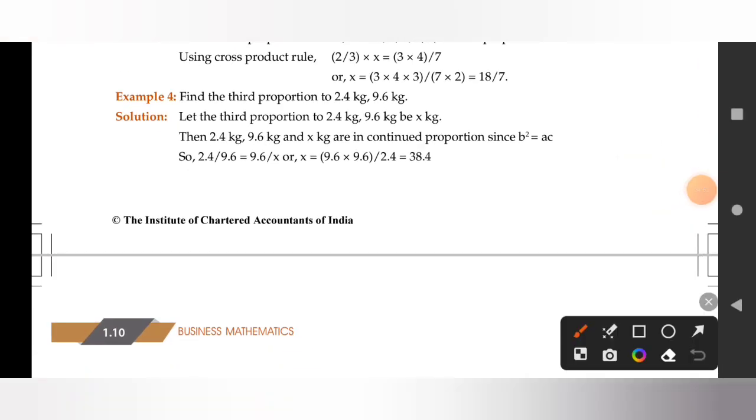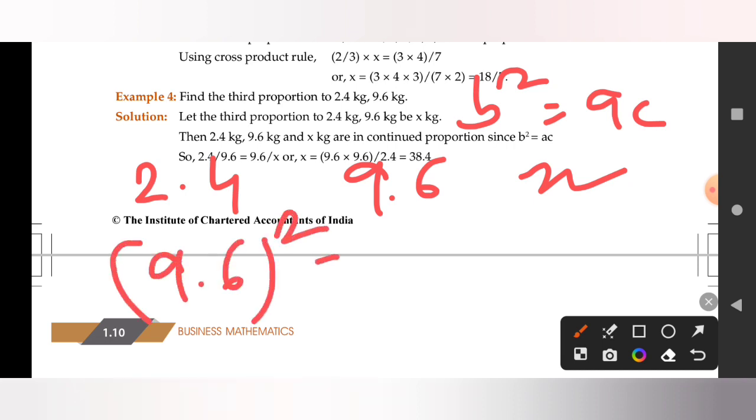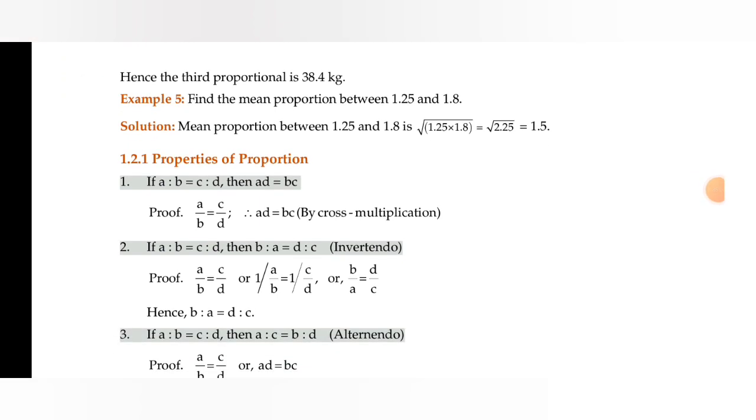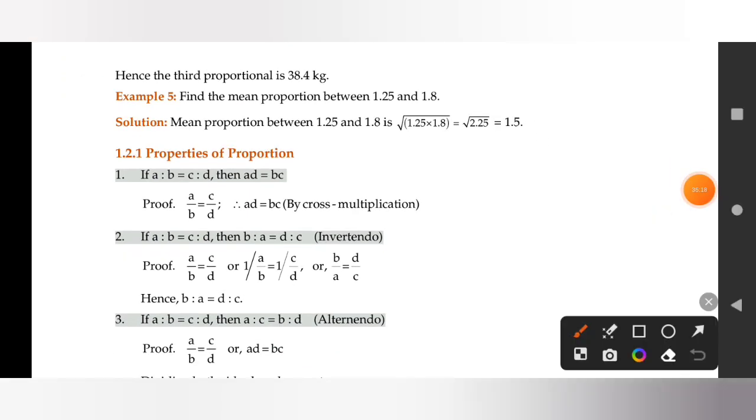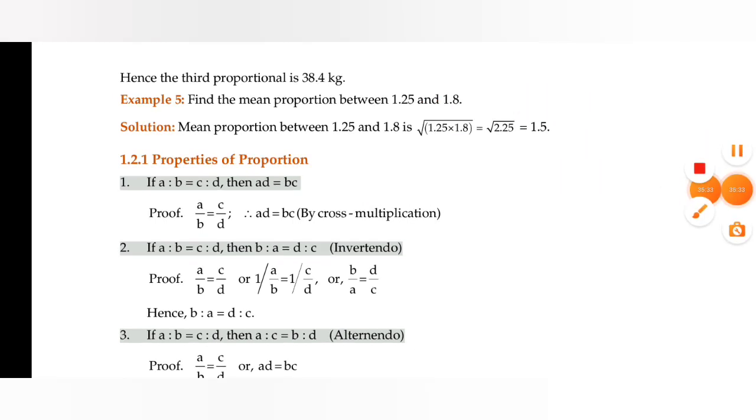Example 4. Find the third proportional to 2.4 kg and 9.6 kg. So 2.4, 9.6 and x. So b square is equals to AC. So 9.6 whole square is equals to 2.4 x. You will get it as 38.4. Use your calculator. Example 5. Find the mean proportion between 1.25 and 1.8. Mean means you have to find the middle term. So multiply these two and take the square root. You will get 1.5.